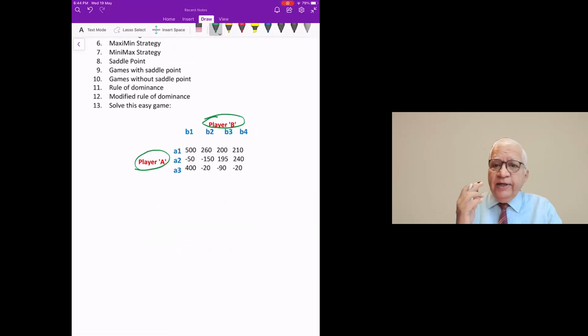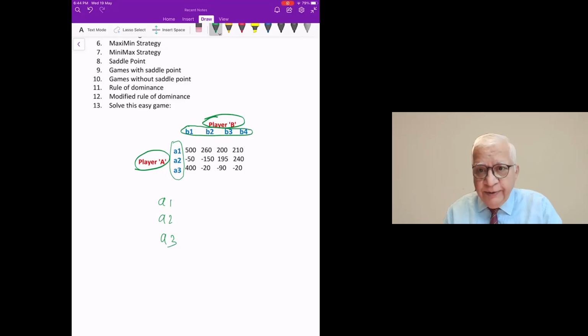The strategies available with player A are called A1, A2, A3, and they're reflected here. The strategies available with player B are called B1, B2, B3, B4, and they are reflected here. So the rows A1, A2, A3 are A's strategies, and columns B1, B2, B3, B4 are B's strategies.